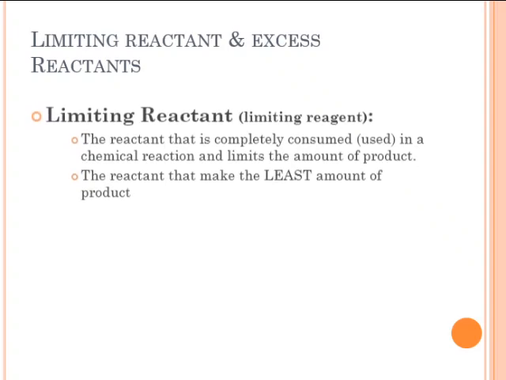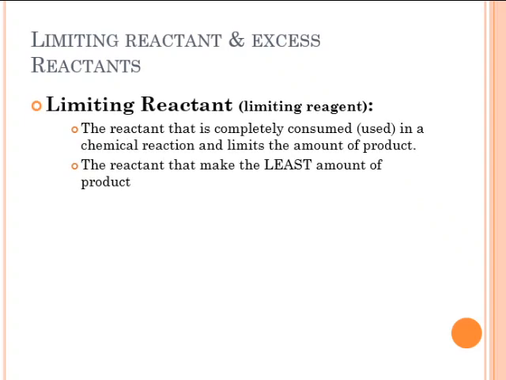So let's start with a couple definitions. The limiting reactant or reagent is the reactant that is completely consumed. It's all used up. There's not going to be any pizza sauce left. In a chemical reaction, it limits the amount of product. That limited how many pizzas I can make. That 15 ounces of sauce kept me to only 3 pizzas, okay? And it makes the least amount of product.